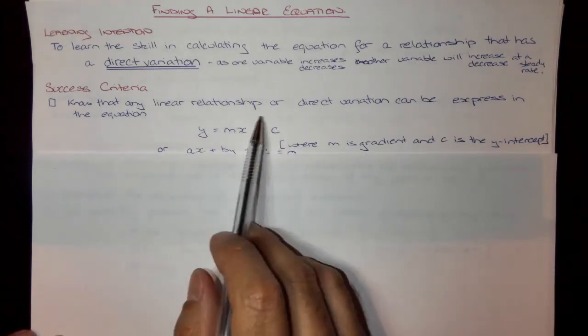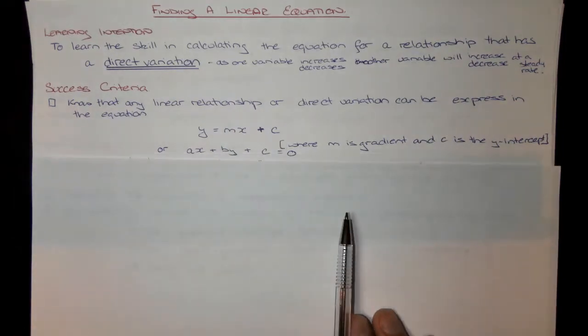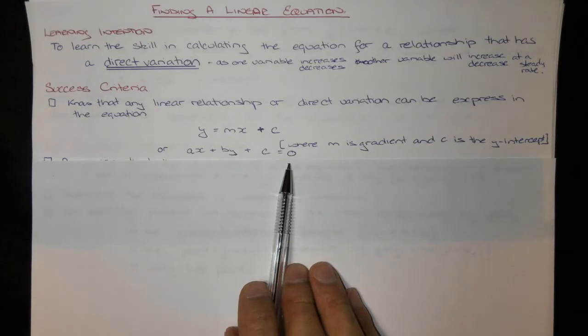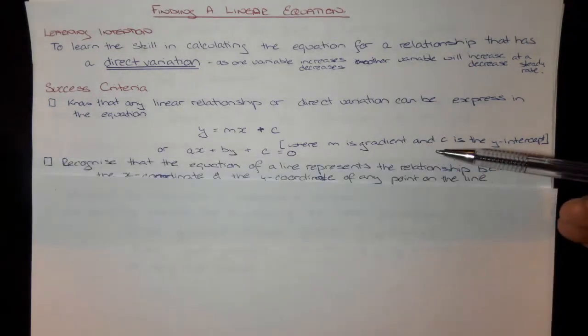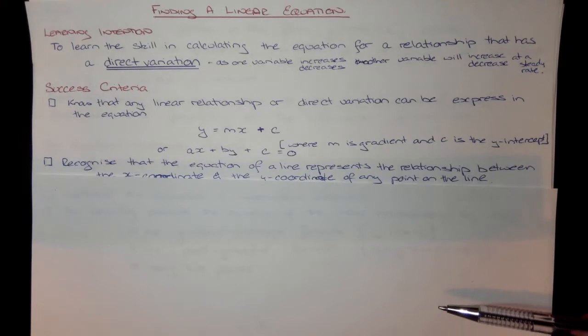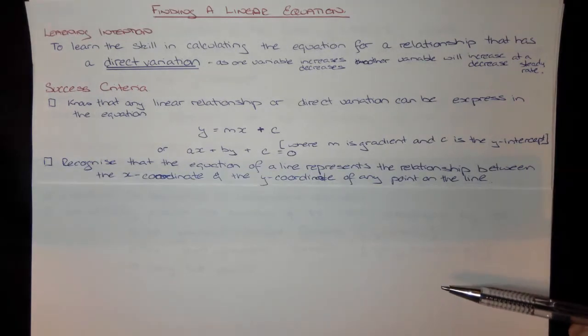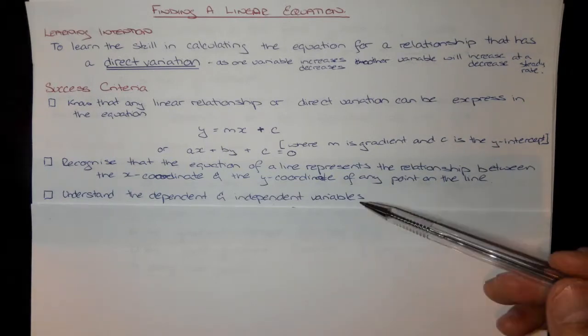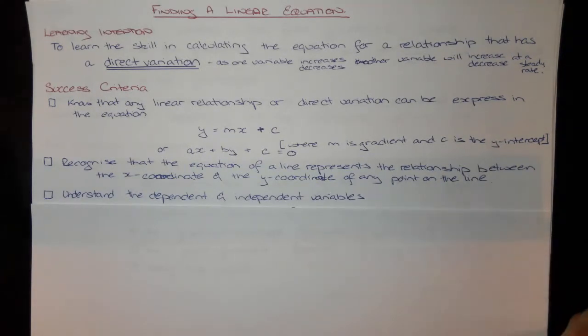Alternatively, we can rearrange this and write in the general form of ax plus by plus c equals 0. Okay. We can recognize that the equation of a line represents the relationship between the x-coordinate and the y-coordinate of any point on the line. Understand the dependent and independent variables and which is which.